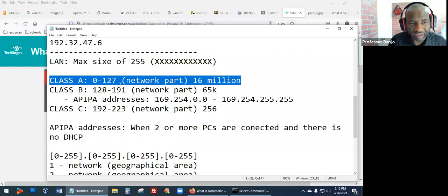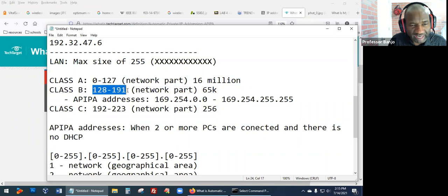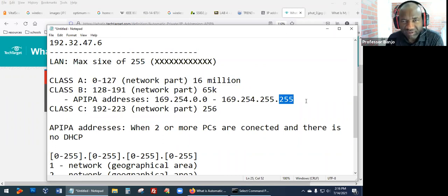All right, so you have class A here, 0 to 127, class B, 128 to 191. And inside class B, you have a small section. Can you guys tell me how many computers are in that APIPA class? It's just 255, right? You can look at the host. The host is 0 to 255. So you have 255 reserved addresses for this APIPA situation, right? When these computers are not connected.